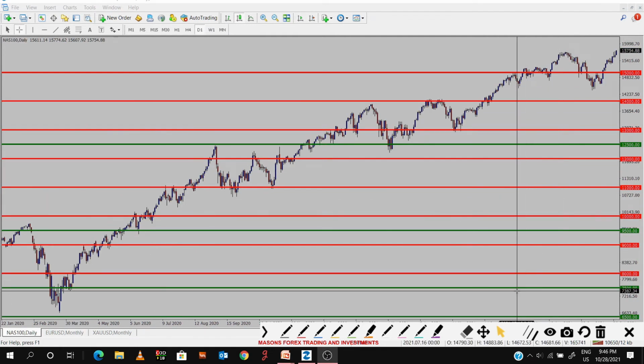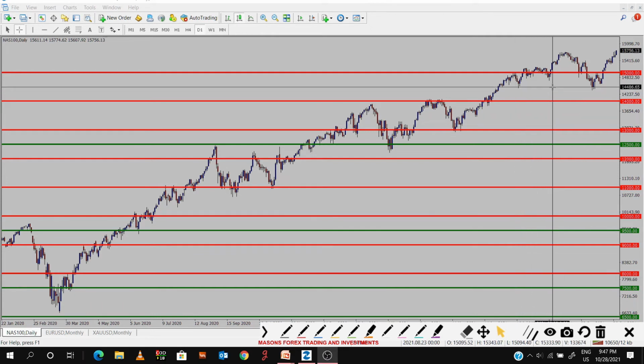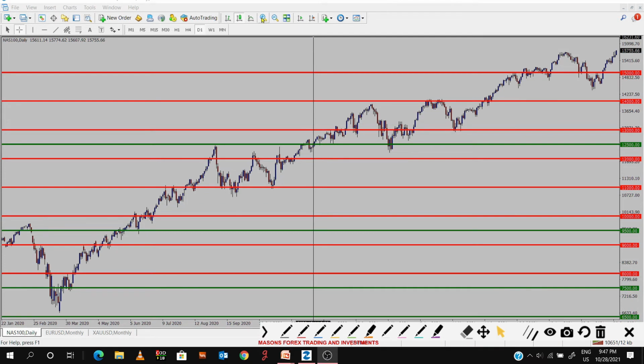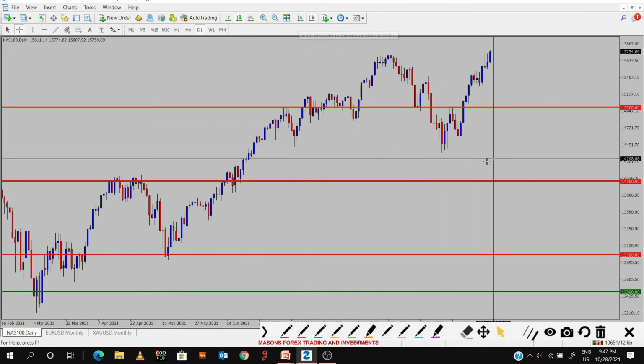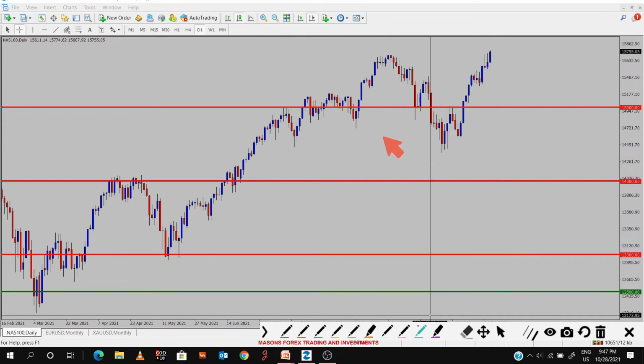We are now on NASDAQ 100. This is the daily chart. Again, the levels have been marked. Let's look at the first level of 15,000. Let us look at this point called resistance. You can see price pushes into the resistance level and moves away.